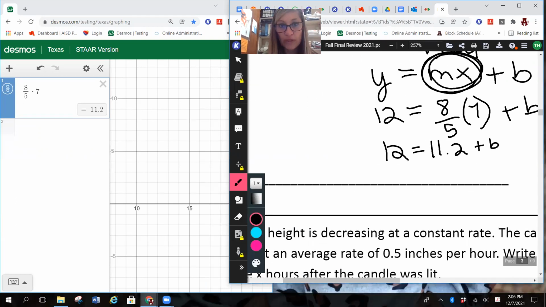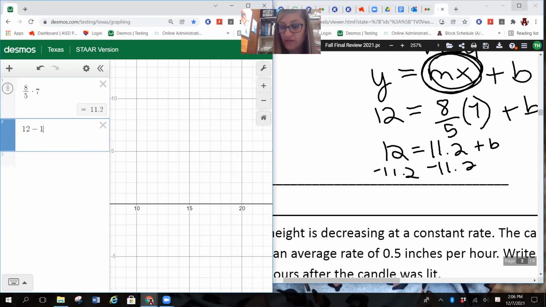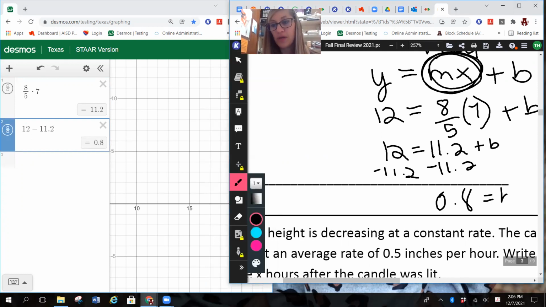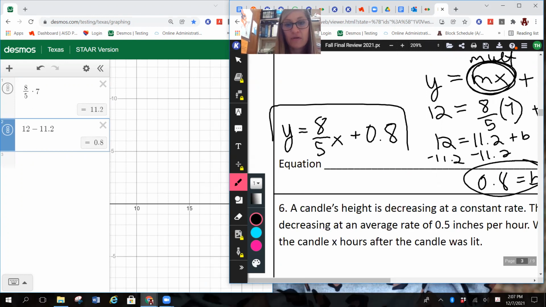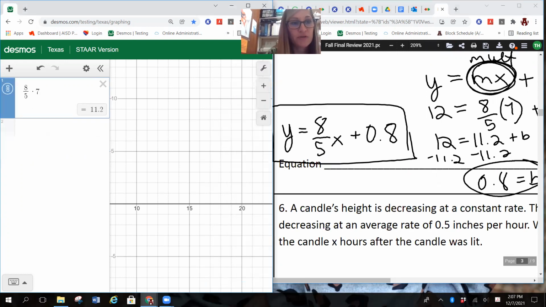Okay, we need to solve for b, so you're going to minus 11.2. Well, what's 12 minus 11.2? Oh, 0.8. So 0.8 is your b. Now that you have b, you're ready to write the equation. Y equals 8 over 5x plus 0.8. And I'm going to prove it to you that is the correct answer. That is 8 over 5x plus 0.8.